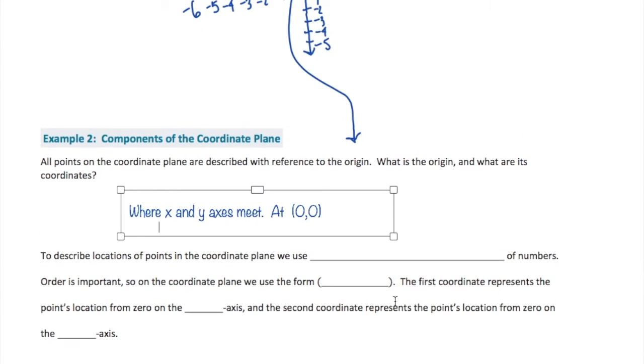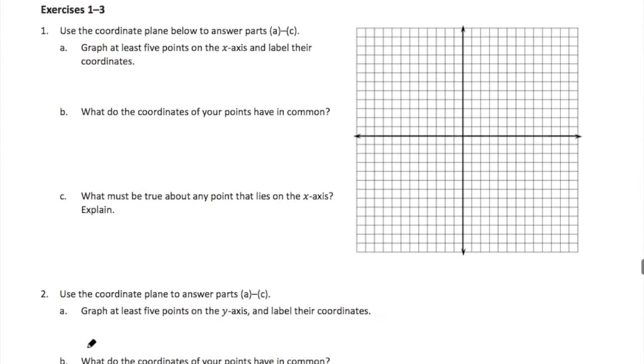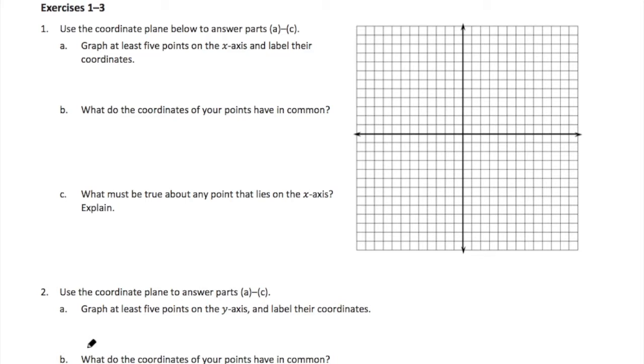To describe the location of points in the coordinate plane, we use ordered pairs. So they're ordered because the order is important. If we reverse them, it's different. We use the convention of x first, then y. The x is the location on the x-axis, and the y is the location on the y-axis. So let's go ahead and actually find some points that are just on the x-axis.